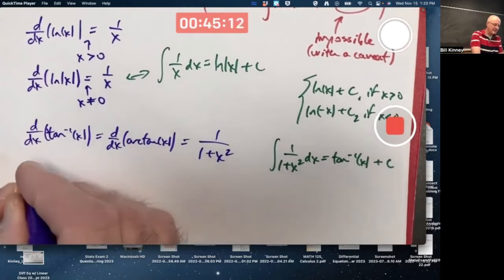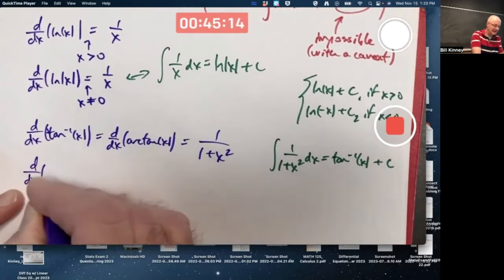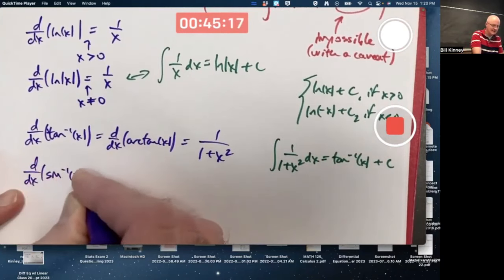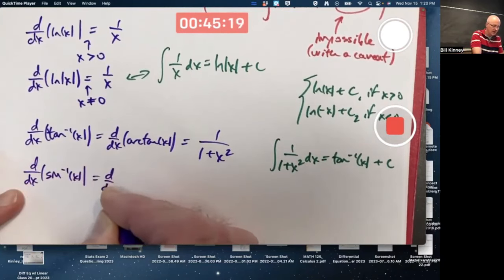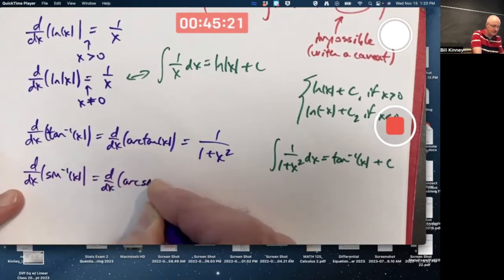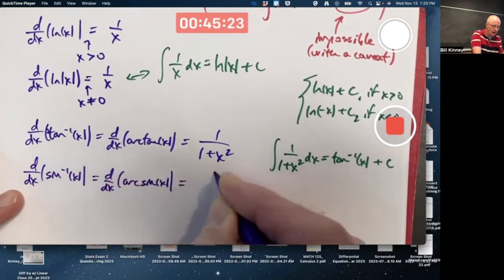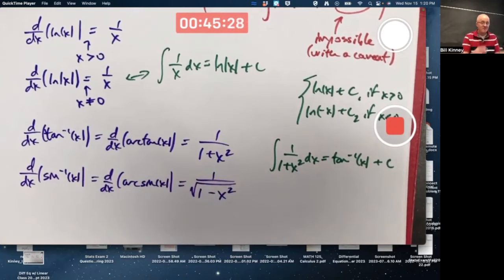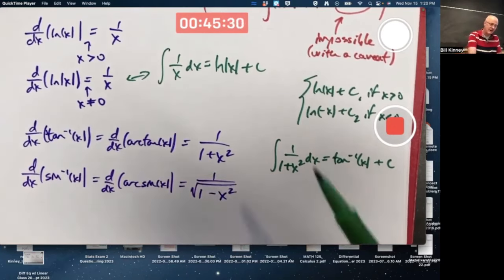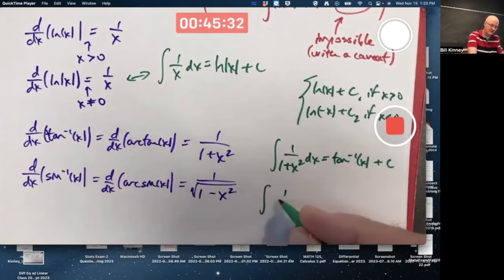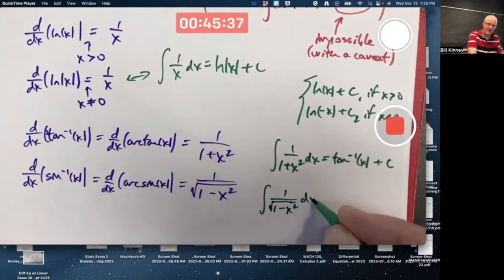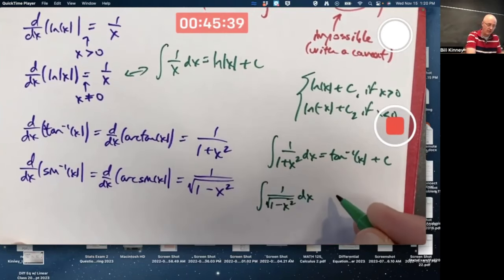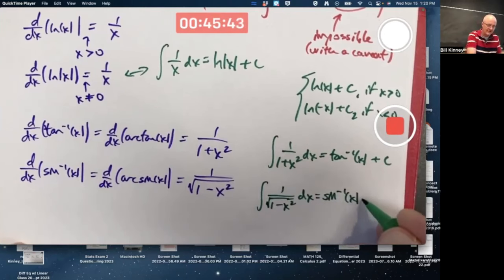Corresponding fact for inverse sine of x, also called arcsine of x, is 1 over the square root of 1 minus x squared. So that, yes, the corresponding fact for integrals, which is still pretty important, but maybe a little less important than the previous one, is that the integral of 1 over square root of 1 minus x squared is inverse sine of x plus c.